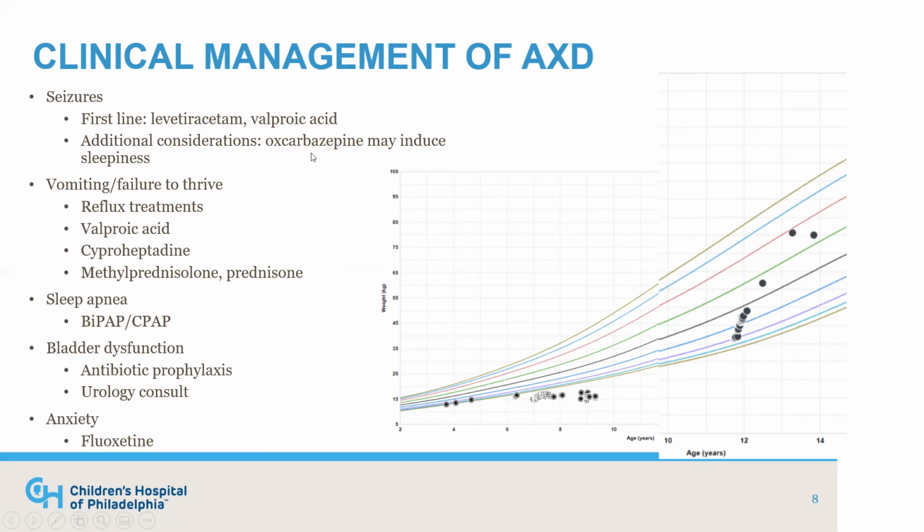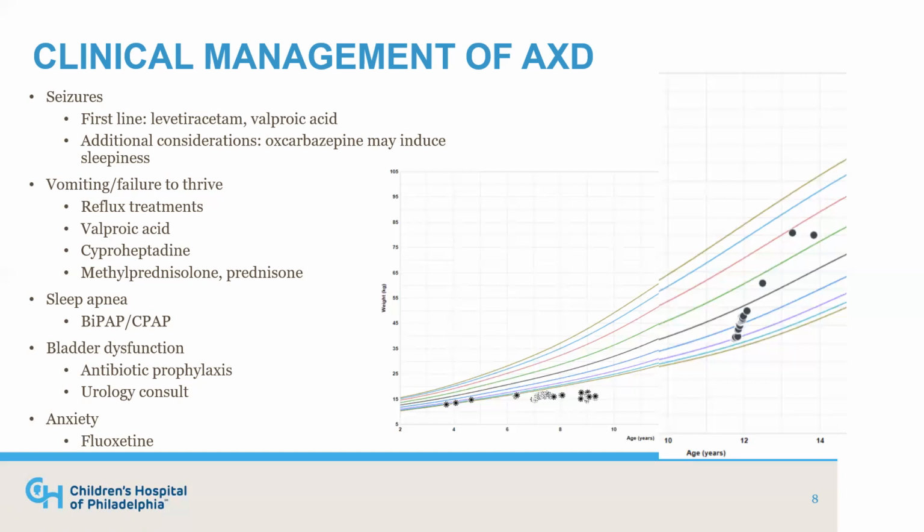Oxcarbazepine, we found actually might be a little bit sedating for our patients. Just another observation that we've made. Onfi, clobazam, might have some sedation, and you have to be careful because if they're already ataxic, it might contribute to some of their unsteadiness. But for vomiting and failure to thrive, we treat the reflux, we use valproic acid, we also use cyproheptadine. I've also used steroids. Steroids seem to help from the inflammation in this disorder.